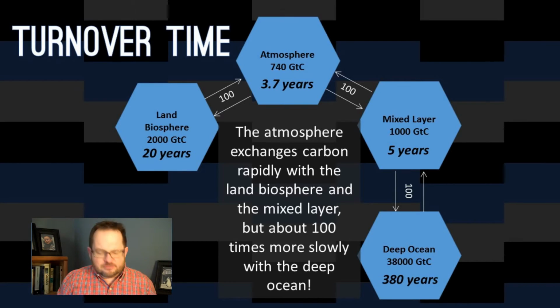You can see all these numbers here. Memorizing the numbers themselves is not so important as understanding that there's a very big difference in the rate at which carbon is exchanged and how long the turnover time is for carbon in each of these reservoirs. The atmosphere exchanges carbon relatively rapidly with the land biosphere and the mixed layer, about 100 times more quickly than the deep ocean does. This is going to have implications for how we're going to be able to address climate change that we'll see later in the course.